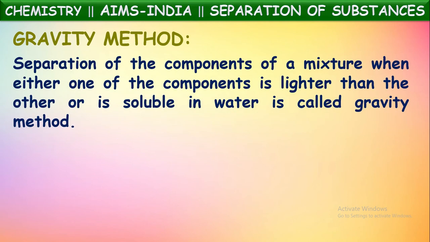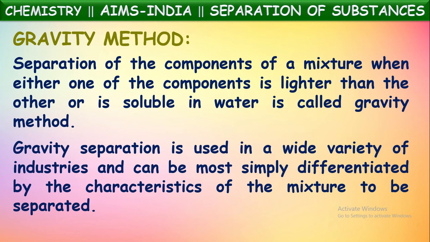Separation of the components of a mixture when one of the components is lighter than the other or is soluble in water is called the gravity method. So this gravity method is generally used for the separation of mixtures in which one of the components is lighter than the other, or one is soluble in another solvent. Then they use this gravity method.